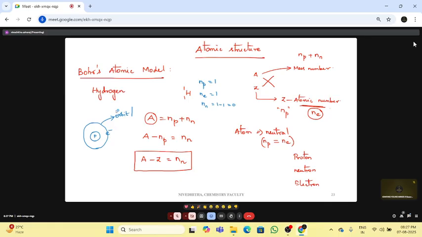What are the other names for orbit? It is also called a shell, or an energy level.